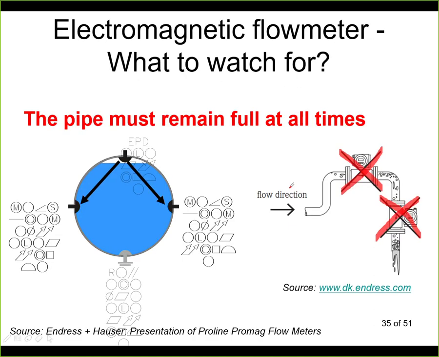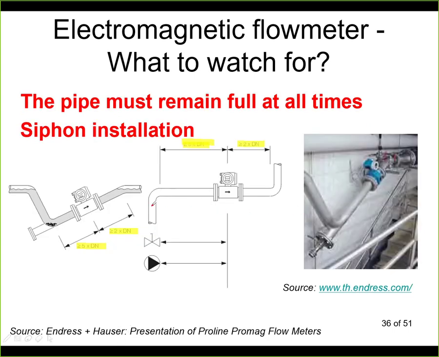How to install it? First of all, it needs to be full at all times. So the pipe needs to be maintained full. So this is not correct. Here we can see that we have the electrodes here, but here we don't have a completely full pipe. So this is the best way how not to do it.